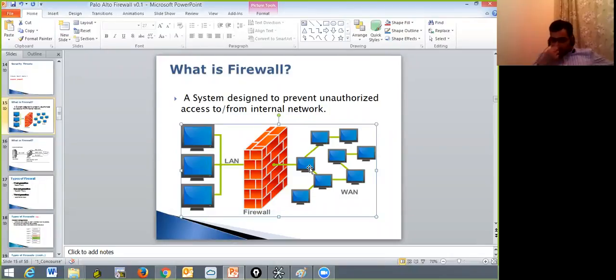Yeah, control entry. Thank you, Mohan. So far we got two definitions: it blocks unwanted packets entering into the network, and it controls the entry. Okay. Anybody else, guys? I think it's quite good so far.